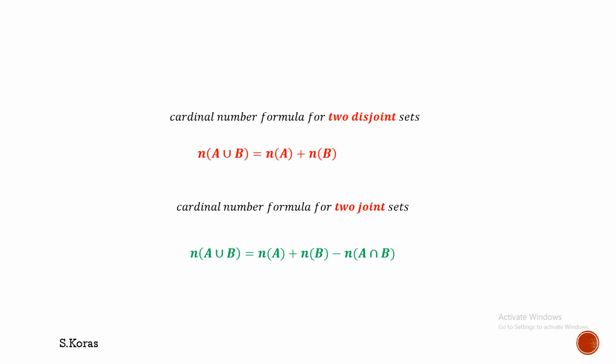So the cardinal number formula for two disjoint sets is n of A union B is equal to n of A plus n of B, and for two joint sets it is n of A union B is equal to n of A plus n of B minus n of A intersection B. Remember these two formulae, and we can practice more problems in the coming classes.